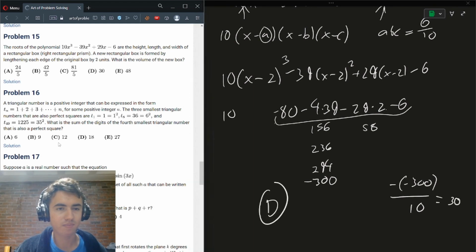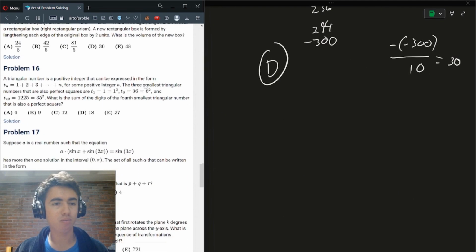Let's make sure it is right. It is indeed correct. Now on to problem 16.